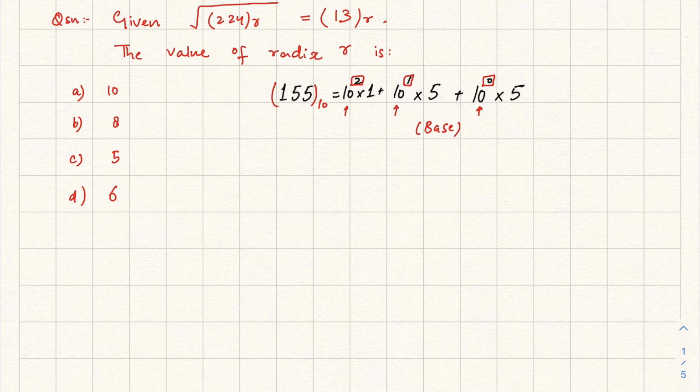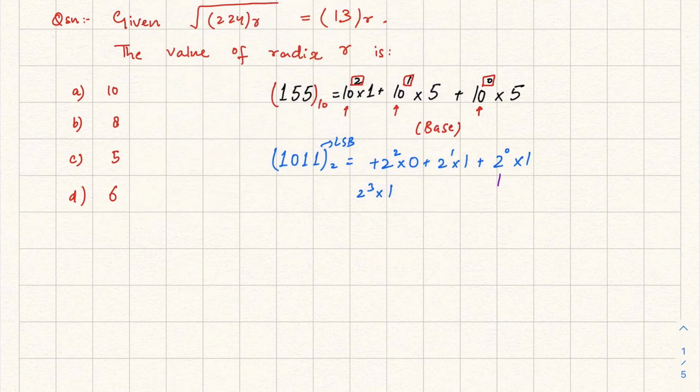Similarly, if we were dealing with a binary number 1011 and wanted to convert that into decimal, we would do the same thing starting from the LSB side. We would write 1 into 2 to the power 0, then 2 to the power 1, 0 into 2 to the power 2, and the last one would be 1 into 2 to the power 3. What we have to note is that the powers we are writing are 2 to the power, because the base is 2. Now the same concept we have to use in the given question as well.